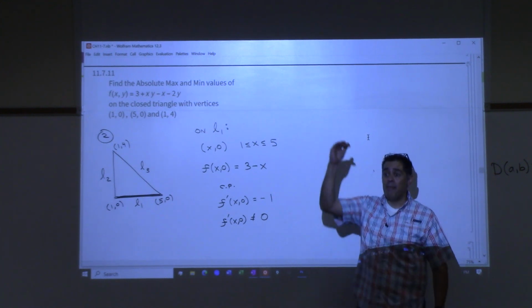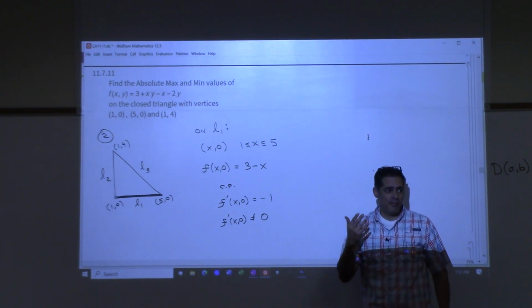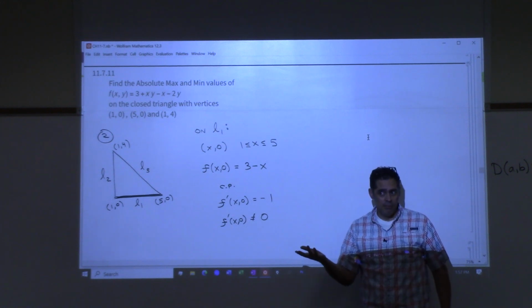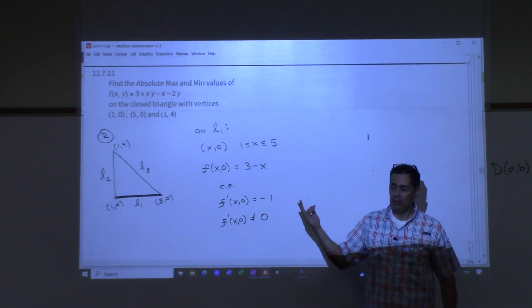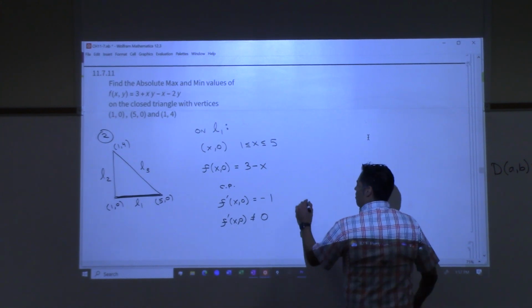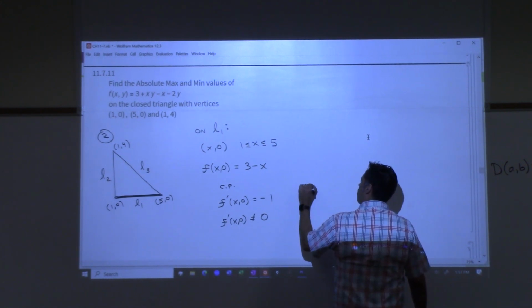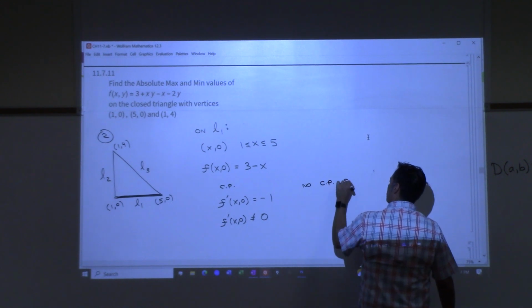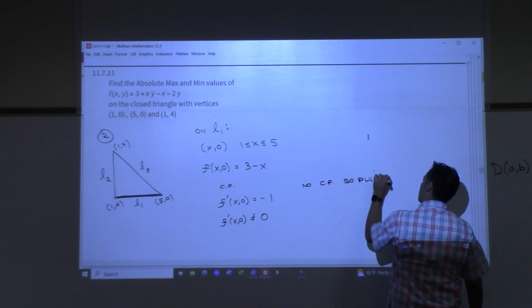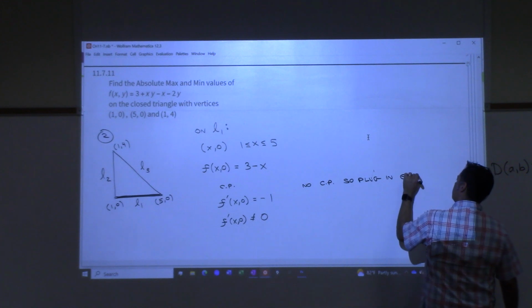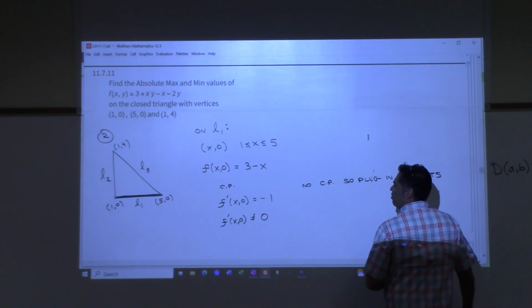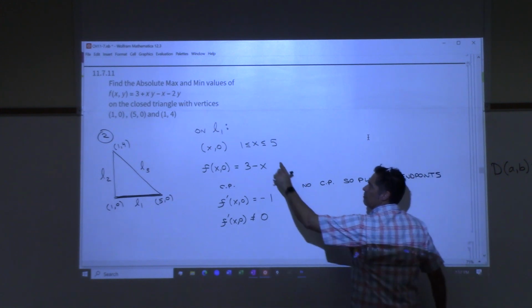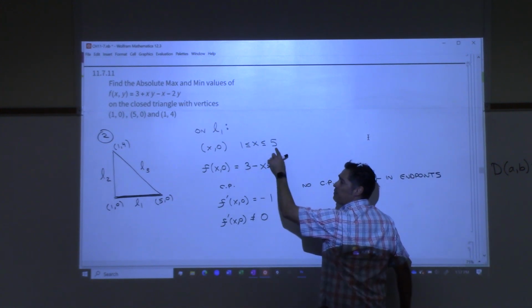So if I want to find the max and min, I just have to plug in the 2 endpoints, 1 and 5. So now I'm saying no critical points, so plug in endpoints. So what are the 2 endpoints? X is 1 and x is 5, right?